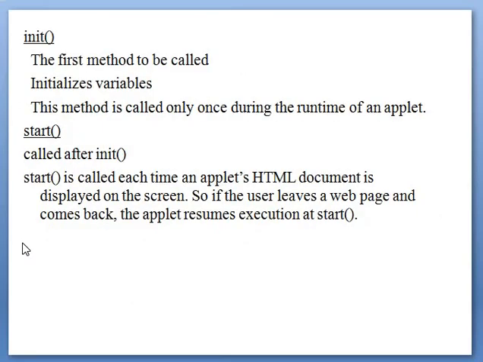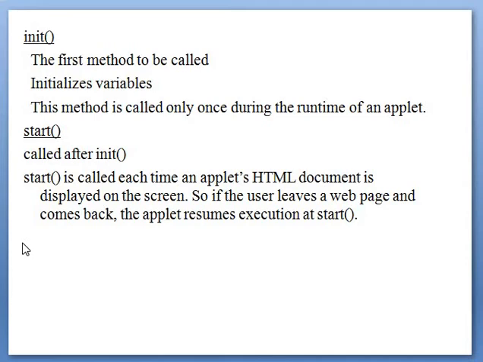Init, the first method to be called, initializes variables. This method is called only once during the runtime of an applet. The start method is called after init. Start is called each time an applet HTML document is displayed on the screen. So if the user leaves a web page and comes back, the applet resumes execution at start.